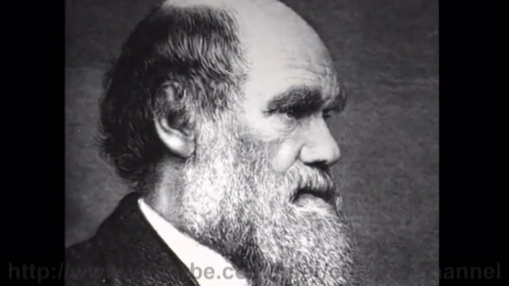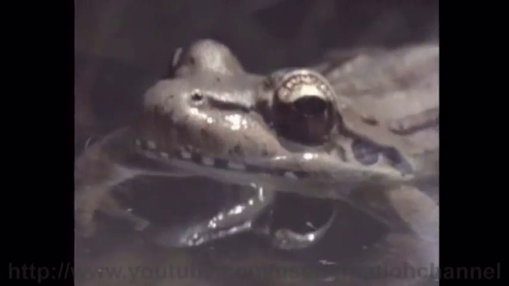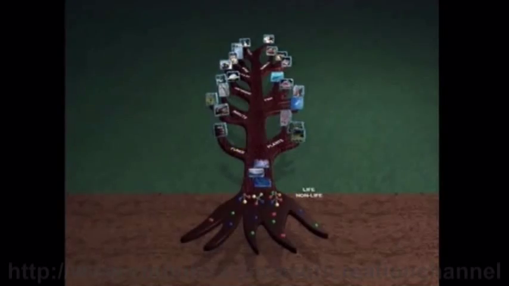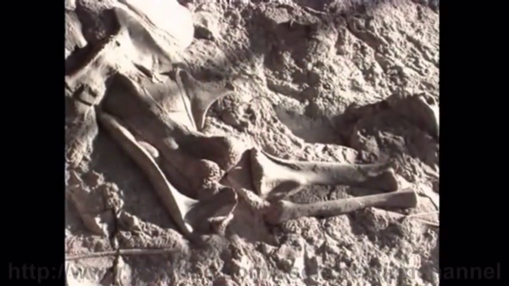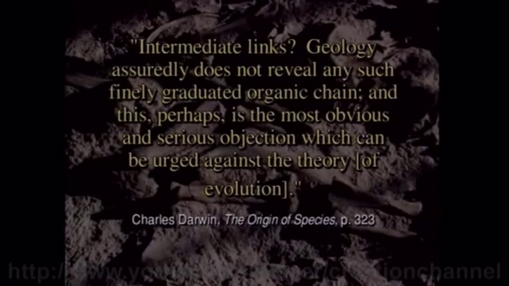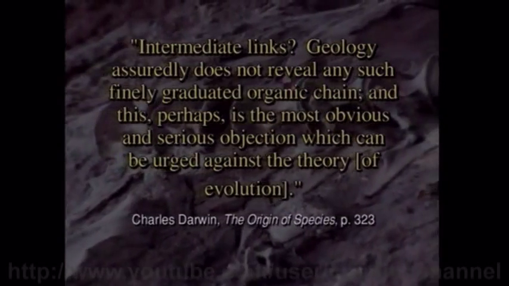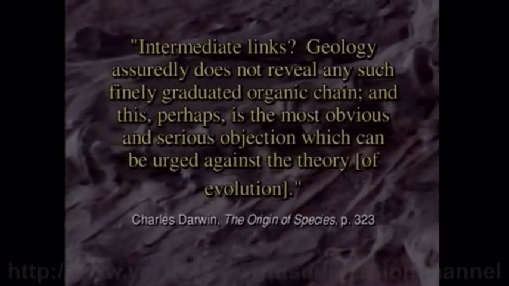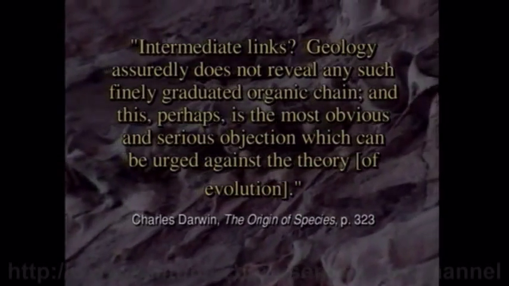Charles Darwin theorized that given enough time, one kind of animal could evolve into another. This is the basis for the evolutionary tree of life taught in biology. Yet Darwin himself acknowledged the lack of transitional fossils in the rock strata. Darwin wrote, "Intermediate links? Geology assuredly does not reveal any such finely graduated organic chain, and this perhaps is the most obvious and serious objection which can be urged against the theory."